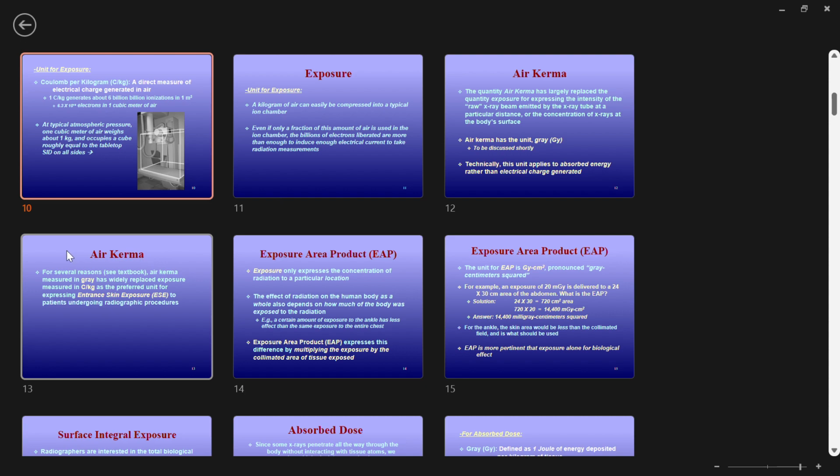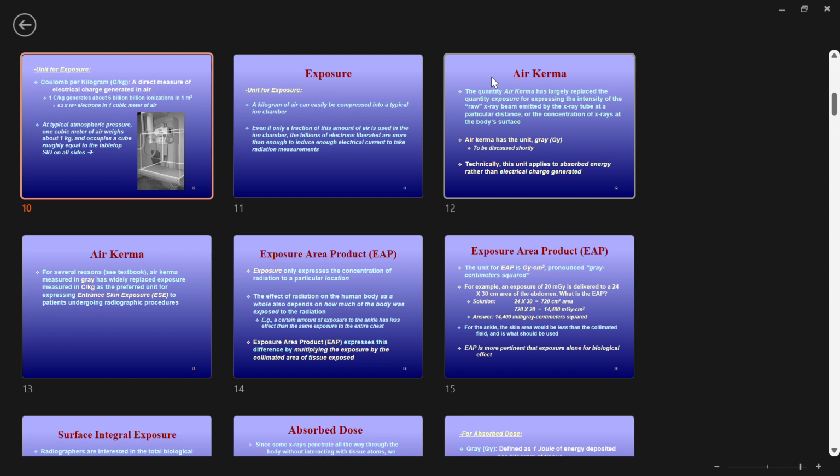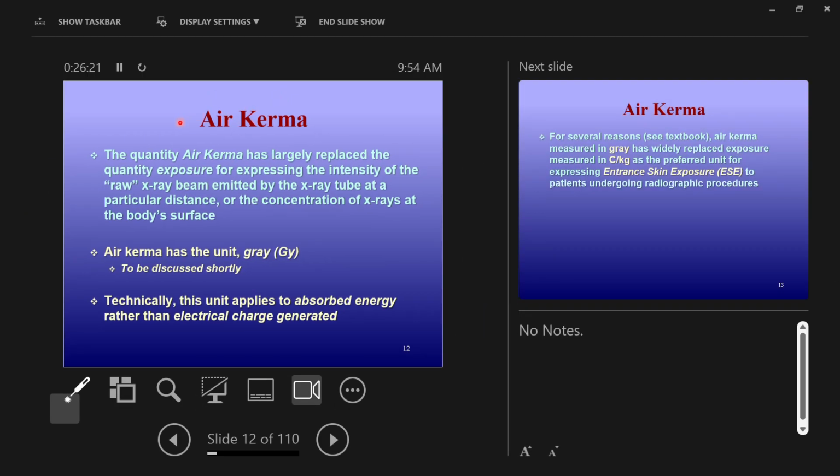Okay, so coulomb per kilogram, and often it's called air kerma. Exposure, given the unit of coulomb per kilogram, is often referred to as air kerma. Kerma is not someone's name this time. Does anyone remember reading this from the textbook? What's kerma?